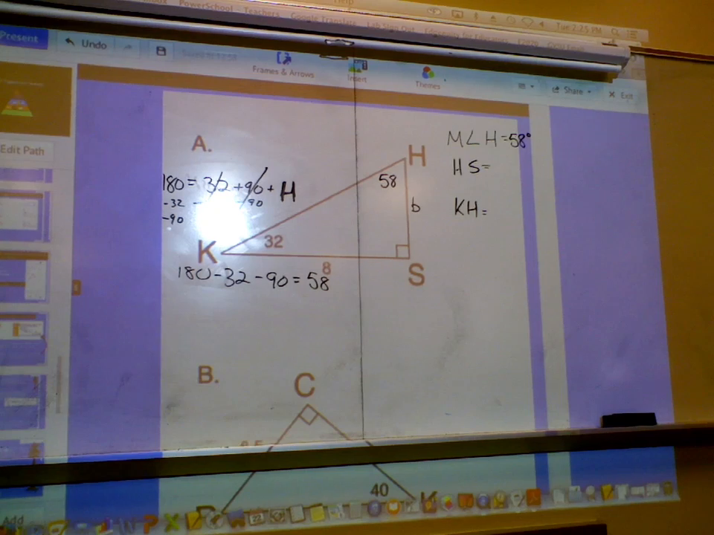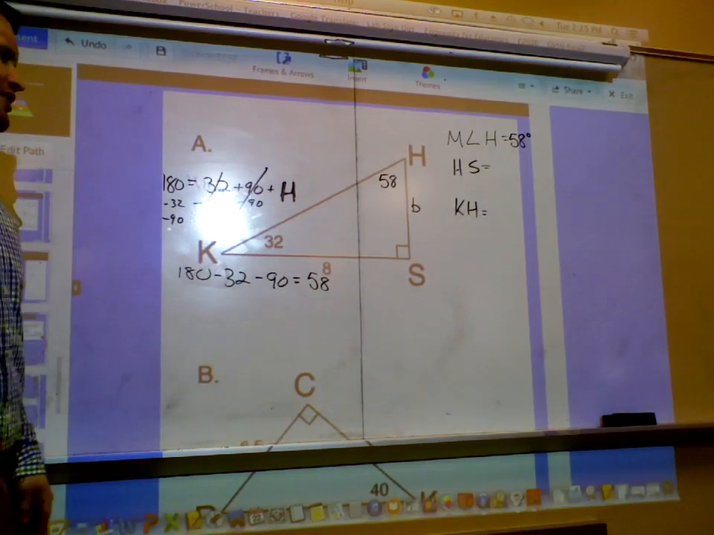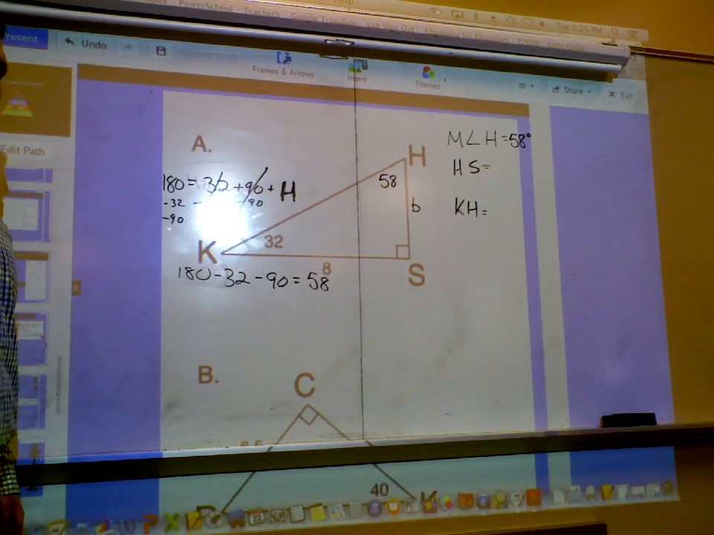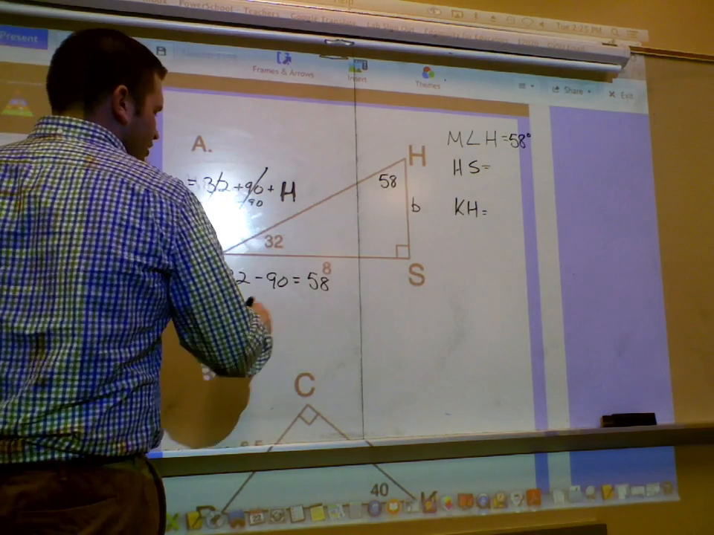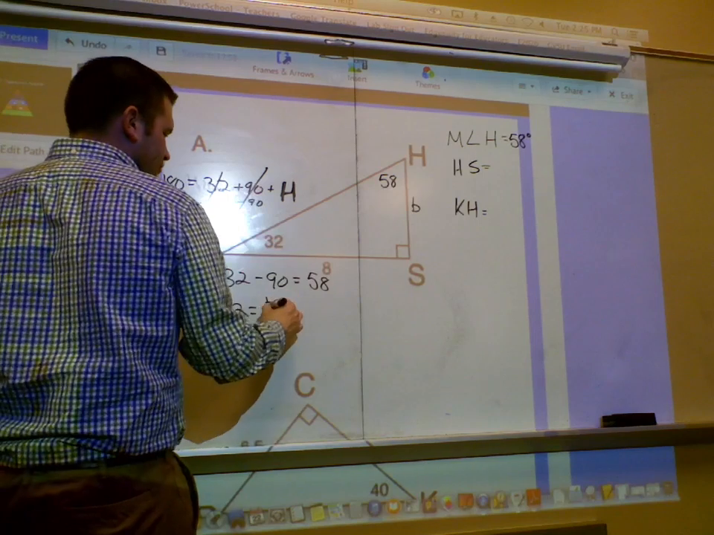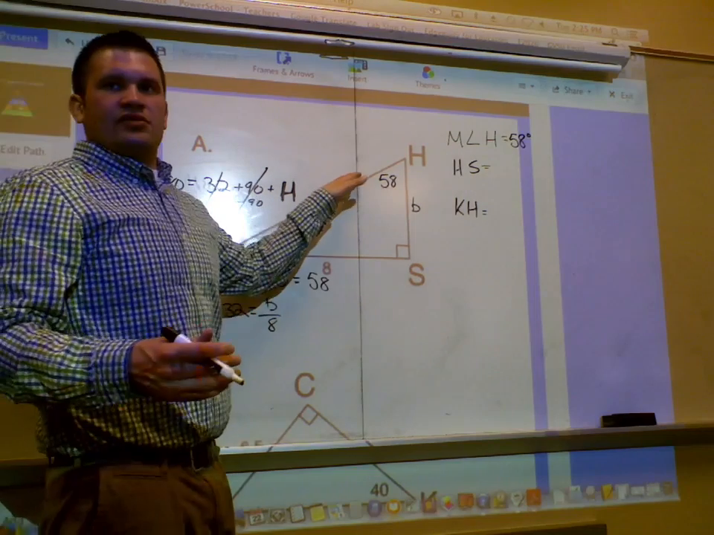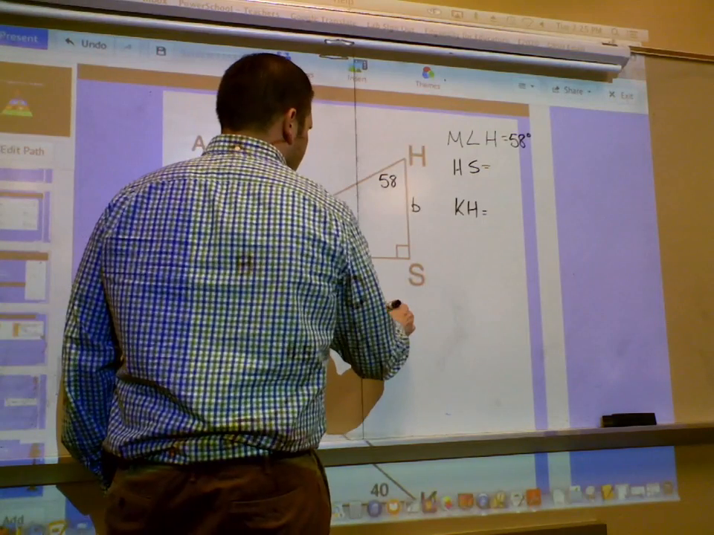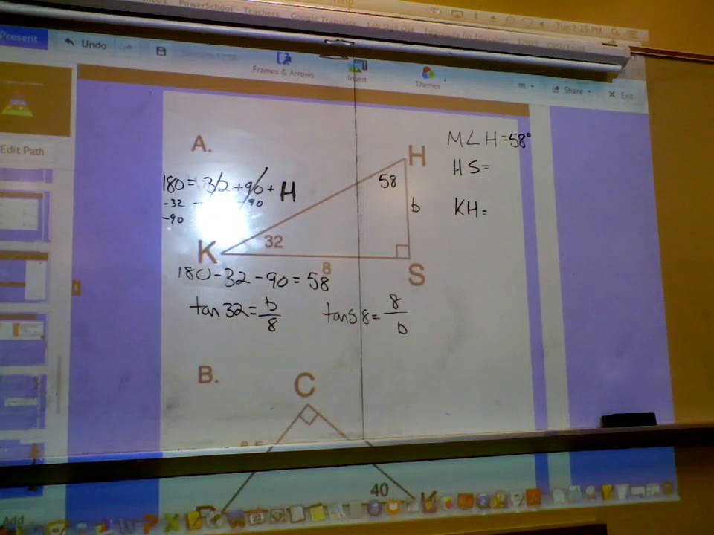So let's find HS. So what is B to angle 32? Opposite. What is 8 to angle 32? Adjacent. So I could do tangent of 32 equals opposite over adjacent, right? Could I also do tangent of 58? Yeah, if I did tangent of 58, we'd have 8 over B, true. Will we get different answers or the same answer? The same answer.